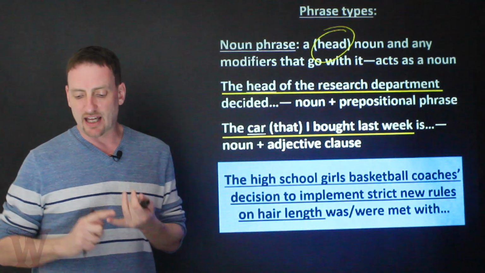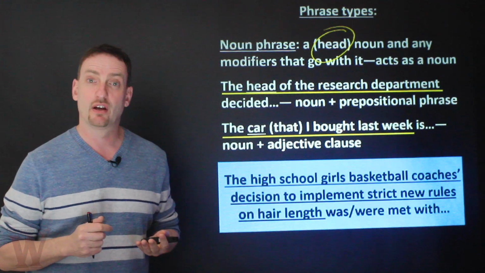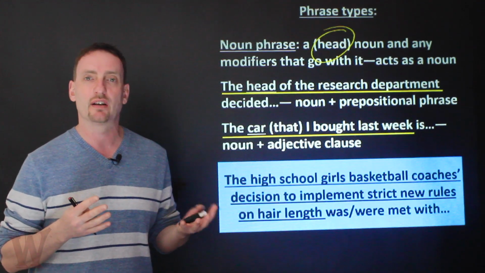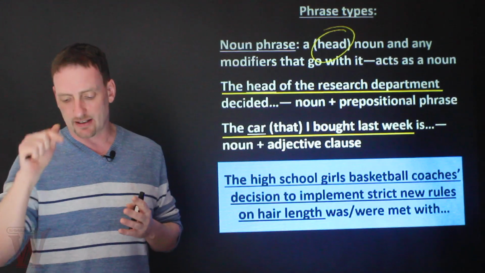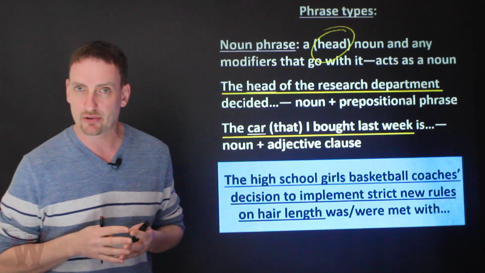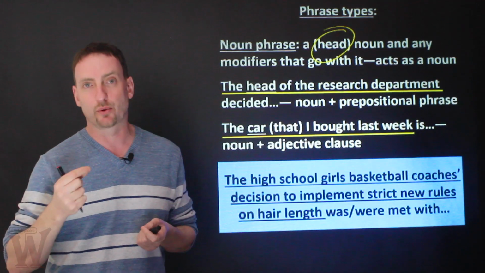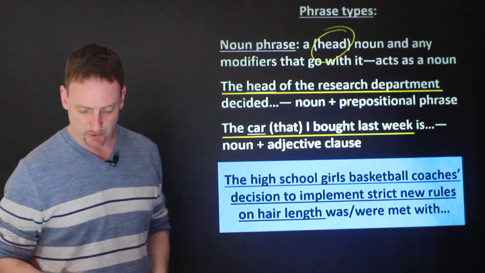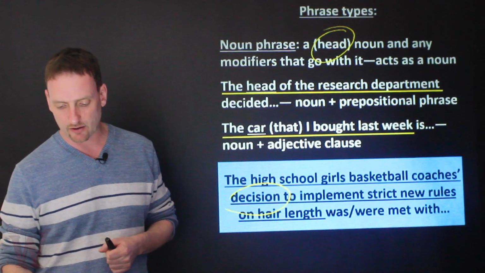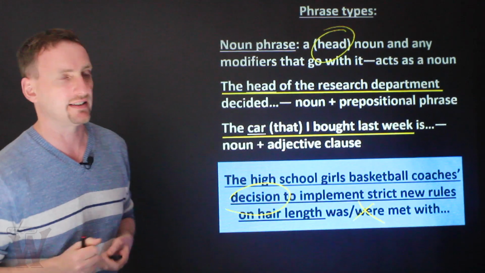So look at this one. The high school girls basketball coach's decision to implement strict new rules on hair length. A lot of words here, a lot of nouns, lots of adjectives, lots of other pieces to it. There's only one head noun. This whole thing is a noun phrase working as a subject of the verb, and you need to identify that the main noun, the head noun, is the noun decision. This one, decision, okay? And the decision was met, so not were. The decision was met with protest, etc.